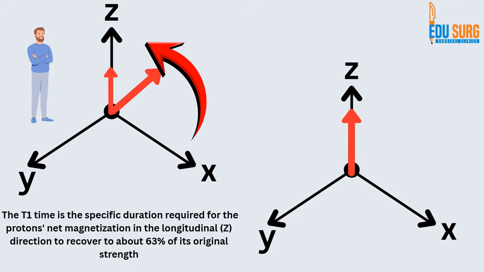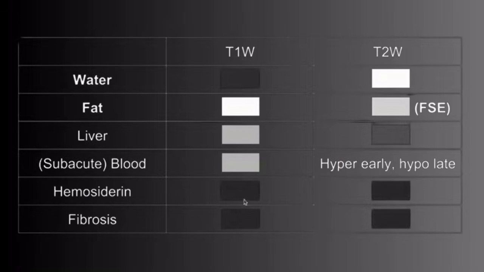Now, when we stop the RF pulse, we know that fat recovers faster. So fat T1 times are shorter because it reaches 63% faster, whereas water takes a longer time, so water is not going to have a good T1 signal. So water is black on T1, whereas fat is white. So looking at T1 weighted and T2 weighted, like I said, water is black on T1 because it takes a very long time to reach 63%.